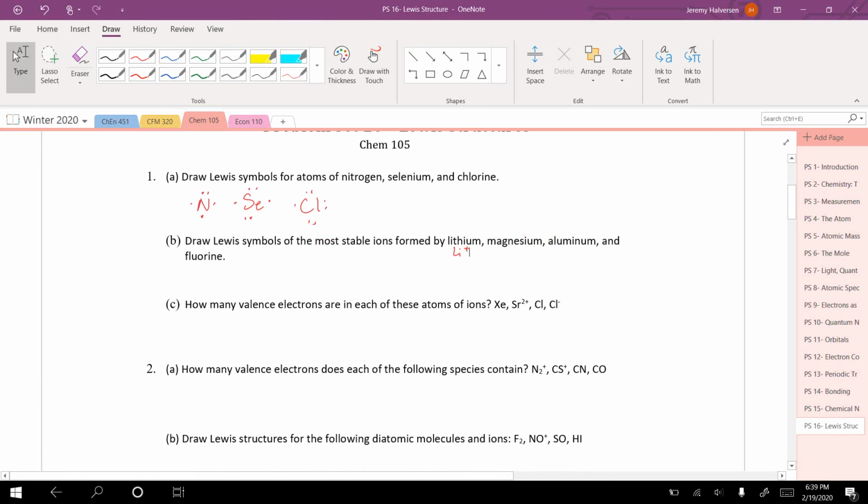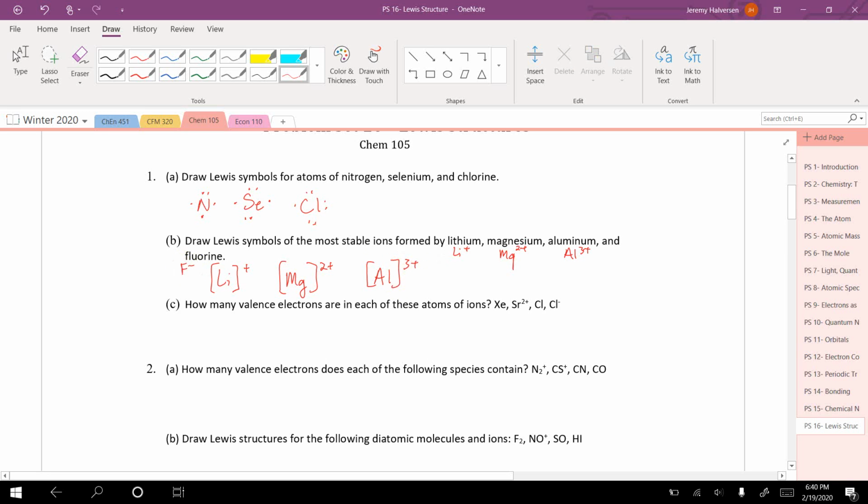So lithium plus, if I were to draw lithium, it would look like this. Lithium plus then would lose that electron, and often we'll draw it in brackets with a plus, or just with a plus. All right, magnesium forms a 2+. So Mg by itself would look like that, but when I remove the electrons, it's going to look like that. Aluminum forms a 3+, so you can probably predict 3+.